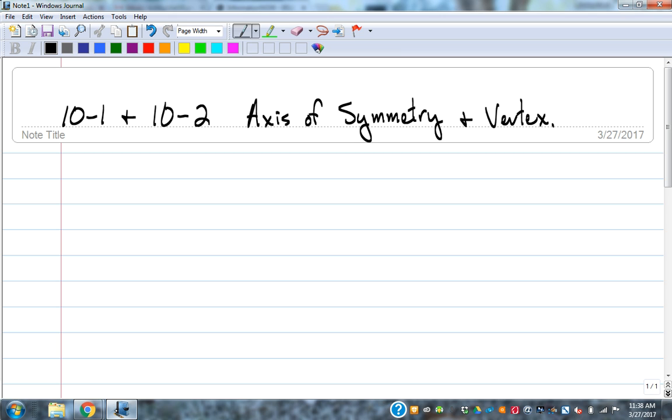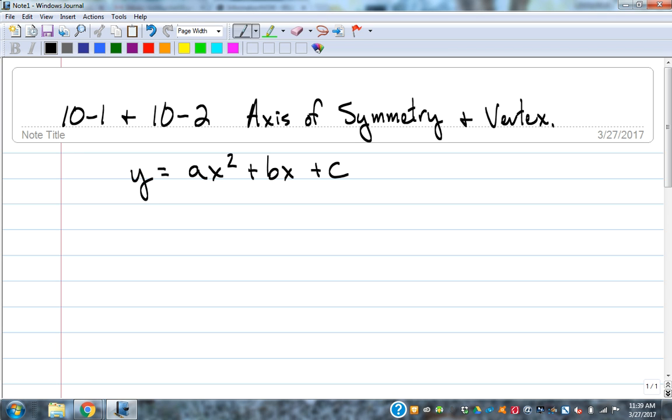All right, today we're going to be talking about axis of symmetry and vertex for quadratic equations, okay? And a quadratic equation is y equals ax squared plus bx plus c, where a, b, and c are just numbers. Maybe most of the time they're going to be integers.